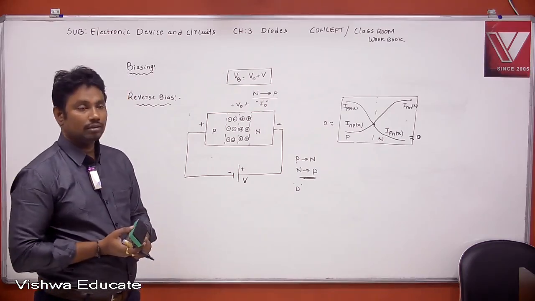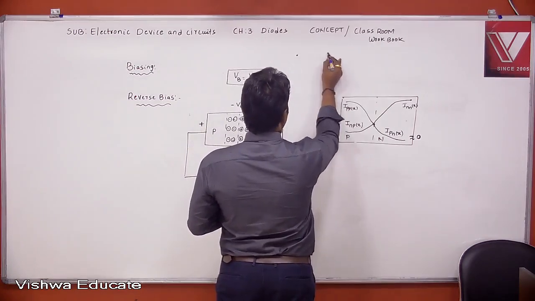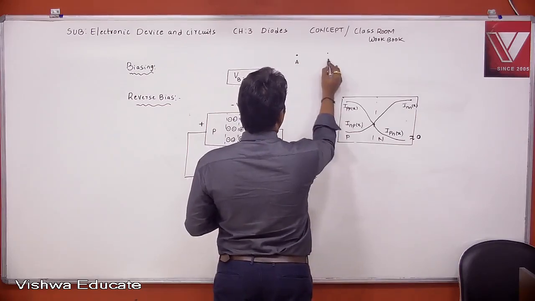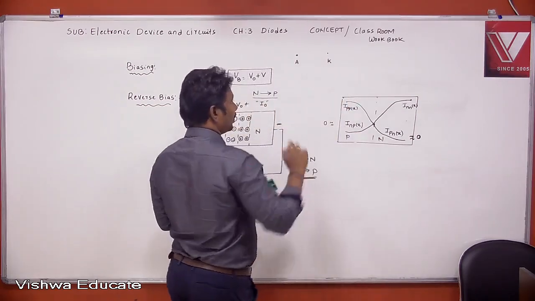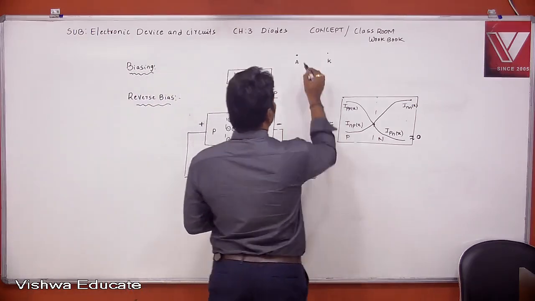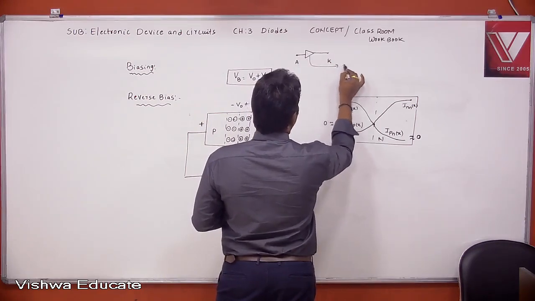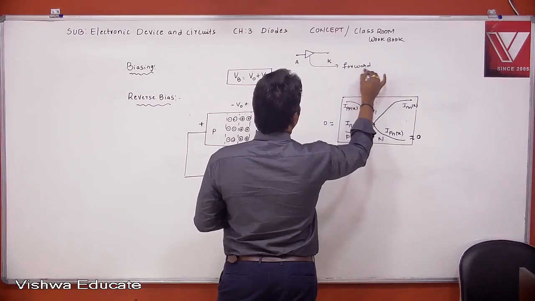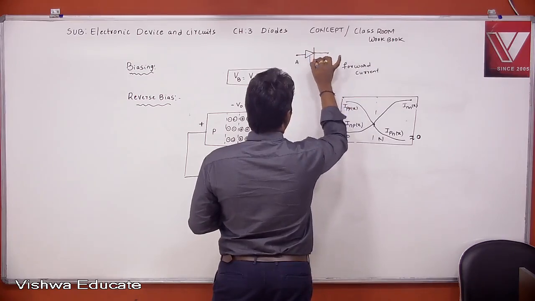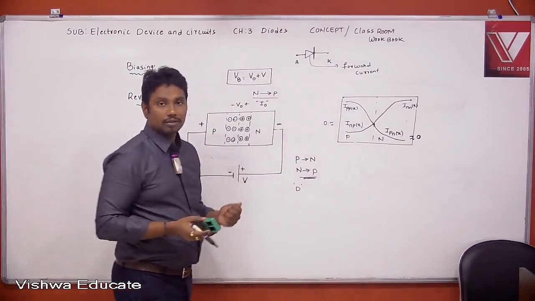Now I am going to draw the symbol of a PN diode graphically. A diode means two terminals, one is anode, another one is cathode. It allows the current in one direction. How to represent direction graphically? With an arrow. This arrow indicates the forward current, and opposing the current in another direction is indicated like this bar. This is the symbol of a PN diode. Copy this one also.